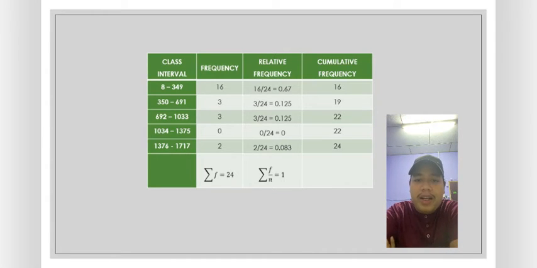This is my table. We have 4 columns: class interval, frequency, relative frequency, and cumulative frequency. So its formula is the cumulative frequency of the class over the sample size n. So this is my class interval, frequency, relative frequency, and cumulative frequency. To total the cumulative frequency, we just take the relative frequency and multiply it by 360.